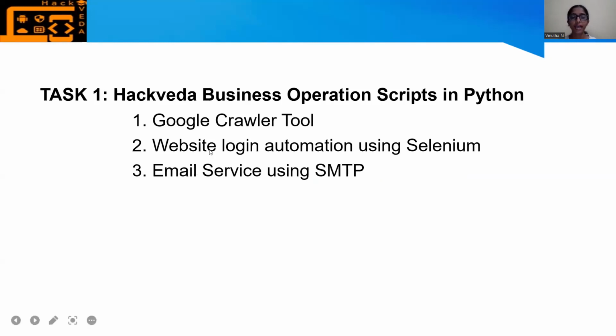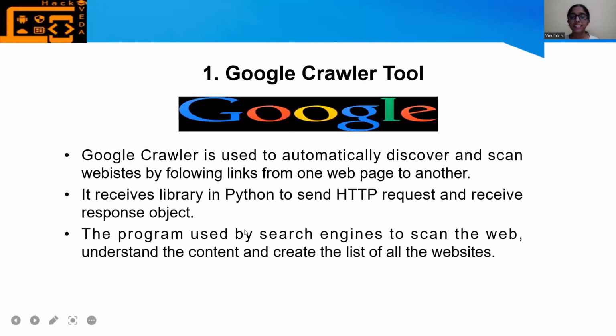In task one, we have 3 different projects: Google Crawler tool, website login automation using Selenium, and the third one is email service using SMTP. Let me start with the first one, the Google Crawler tool. Google Crawler is used to automatically discover and scan websites by following links from one web page to another.